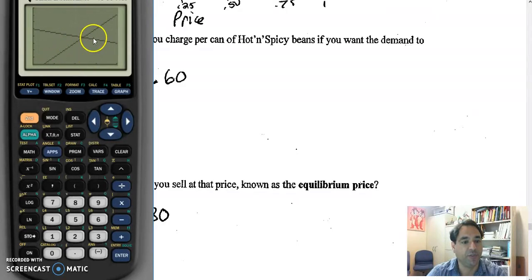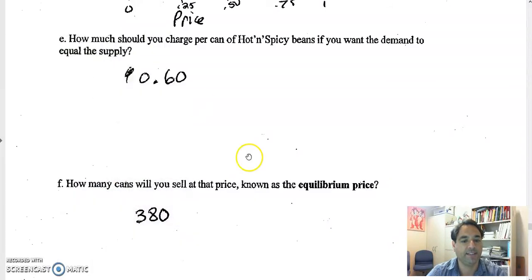There's where they intersect. If you don't see that, you're going to have to adjust the window, understand the problem and plug in values. So to see where they intersect, second trace, number 5 for intersect, enter, enter, enter. For the equilibrium price, 60 cents for a total of 380 cans.